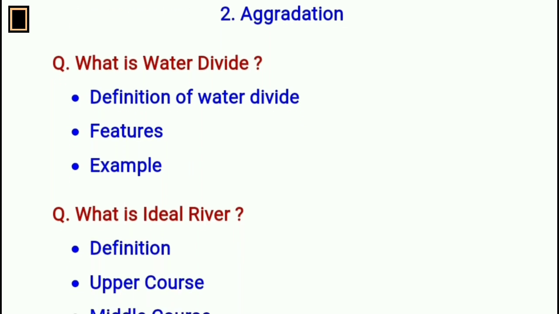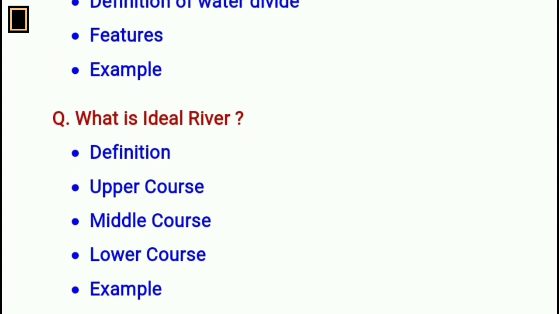The next 2 marks question is what is ideal river? Important points for the question are definition of ideal river, course-wise description of the river like upper, middle and lower course, and example at last like the Ganga is the ideal river of India.